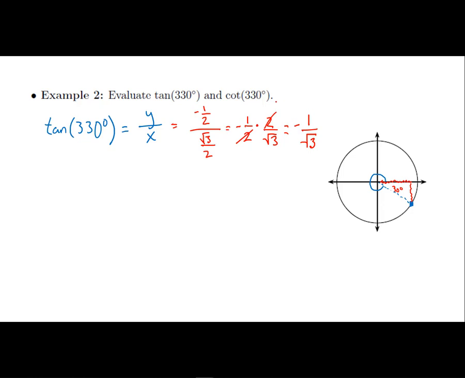And I could go back to the basic definition to figure out the cotangent of 330 degrees, but let's also understand that if I want the cotangent of 330 degrees, but I've already determined the tangent, I can just use the property that the cotangent is the reciprocal of the tangent.